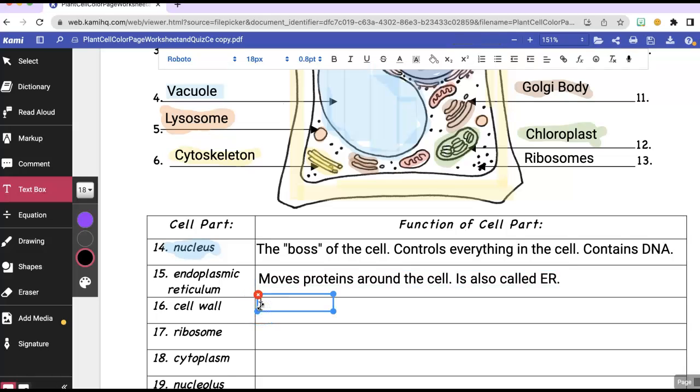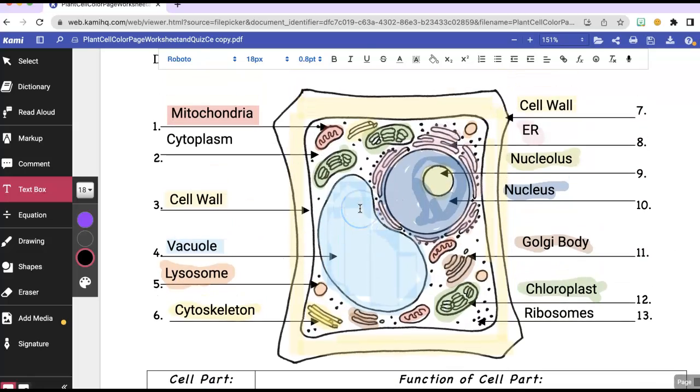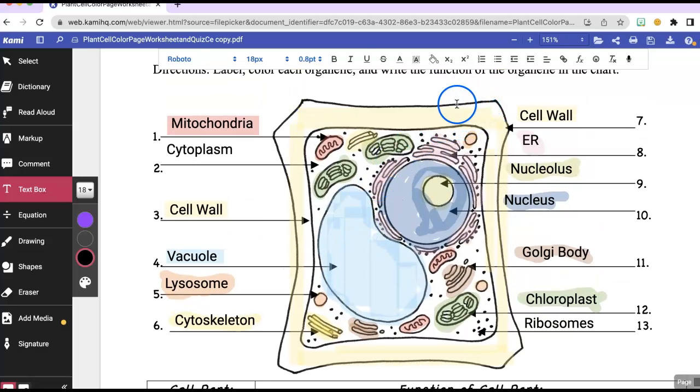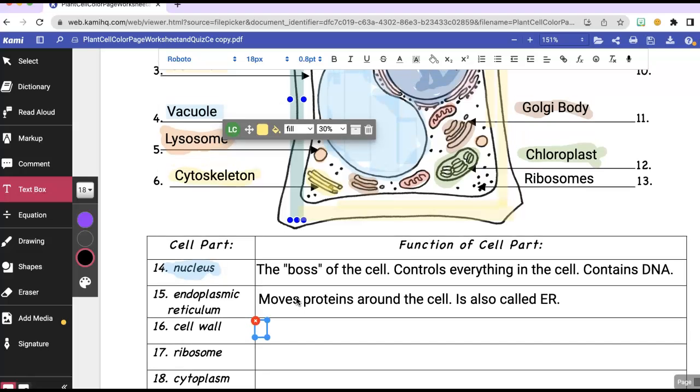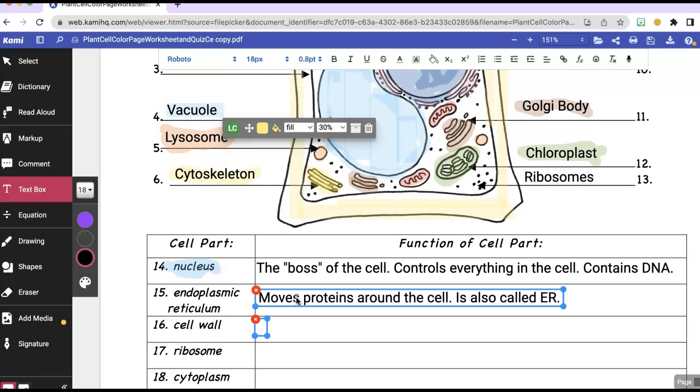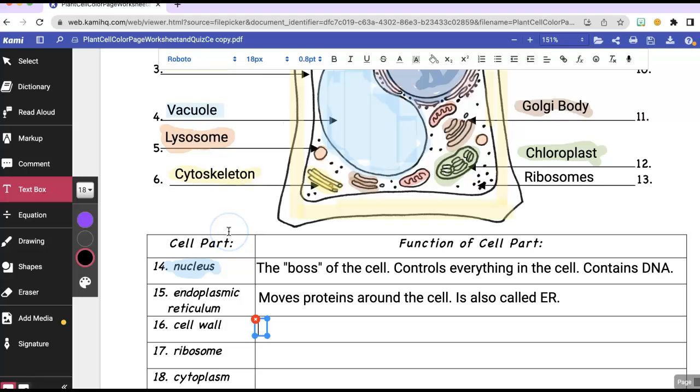Next is our cell wall. Now, this is a difference from an animal cell. Only plant cells have cell walls. And that's this thick area around the cell. And as you can see me putting my pointer on here, you can see it's kind of lighting up as I move around. That's the cell wall. The cell wall is basically to give the cell structure.